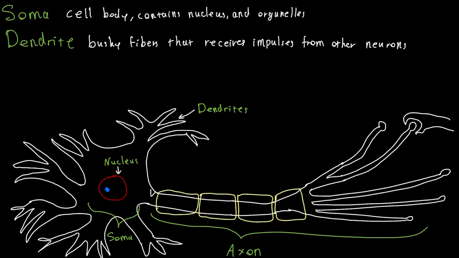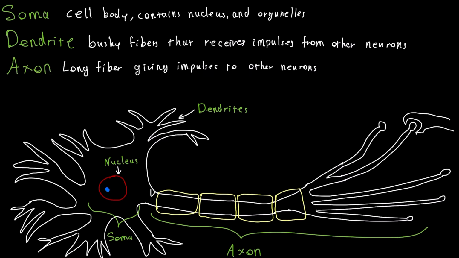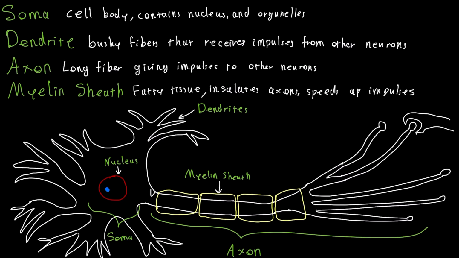Then we have the axon, which is the long fiber you can see on the right side. The axon gives impulses to other neurons. And then we have myelin sheath, which is fatty tissue that insulates the axons and speeds up impulses.